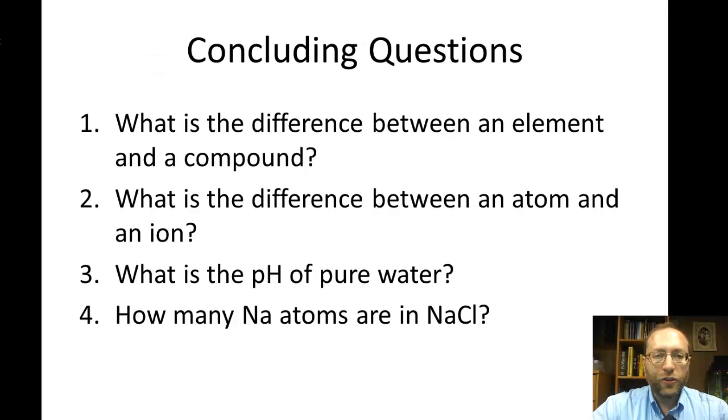Now we come to our concluding questions. What is the difference between an element and a compound? What is the difference between an atom and an ion? What is the pH of pure water? And how many Na atoms, or sodium atoms, are in NaCl?